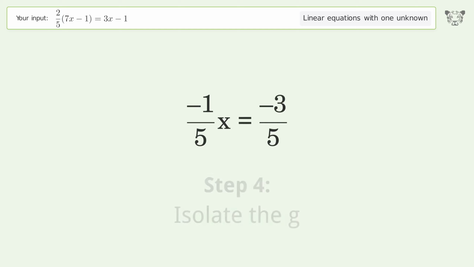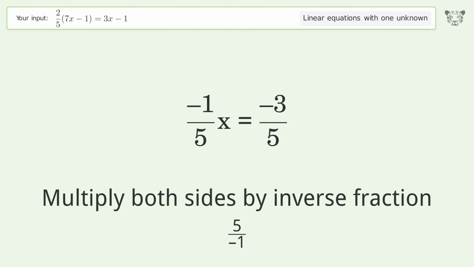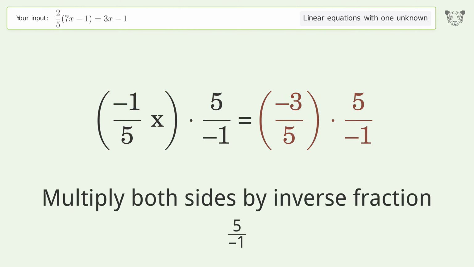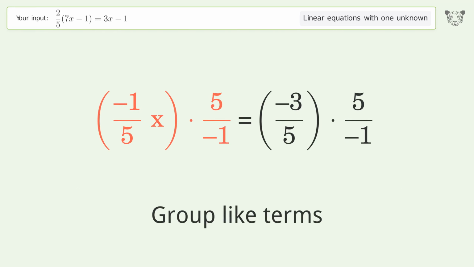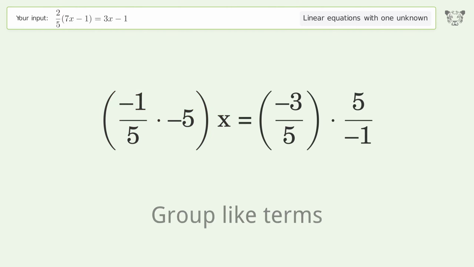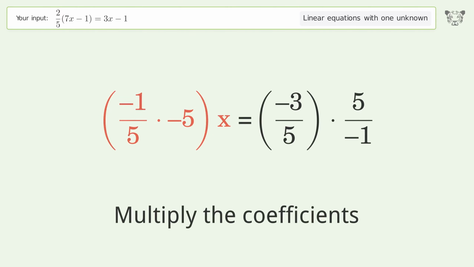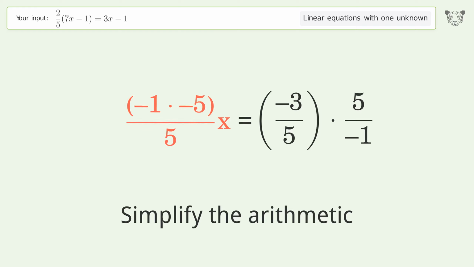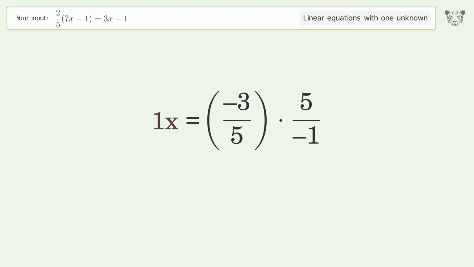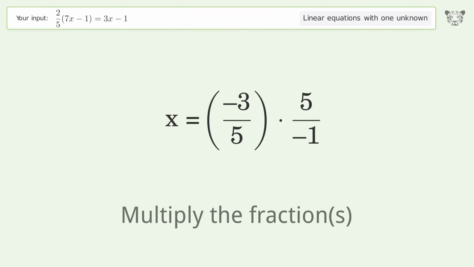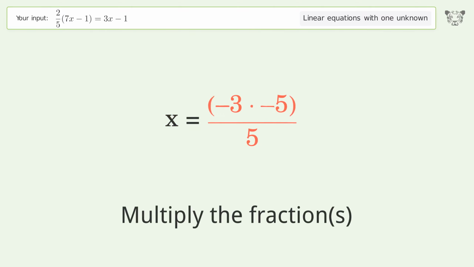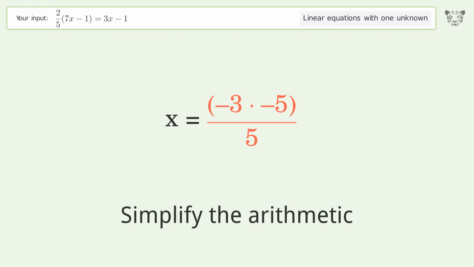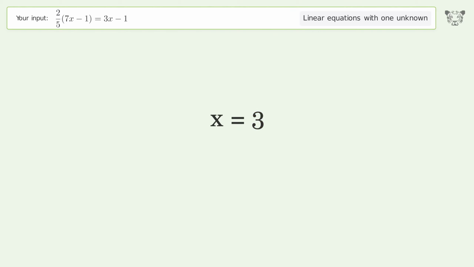Isolate the x. Multiply both sides by inverse fraction 5/(-1). Group like terms. Multiply the coefficients. Simplify the arithmetic. Multiply the fractions. Simplify the arithmetic. And so the final result is x equals 3.